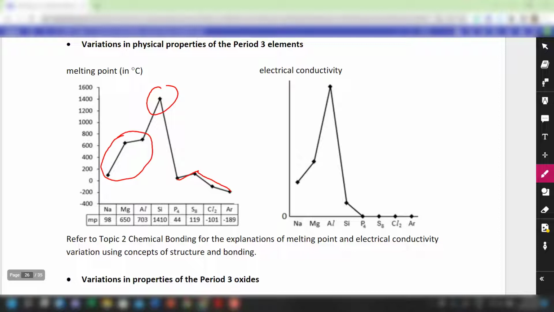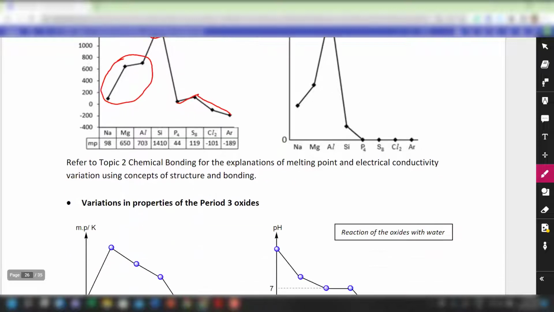For electrical conductivity, I think we explained earlier on as well. Aluminium has the largest number of delocalized electrons contributed to the sea of delocalized electrons, so it will have the greatest electrical conductivity. Silicon is a semiconductor, so you expect its electrical conductivity to be not as high as the rest. And then the non-metals are non-conducting.